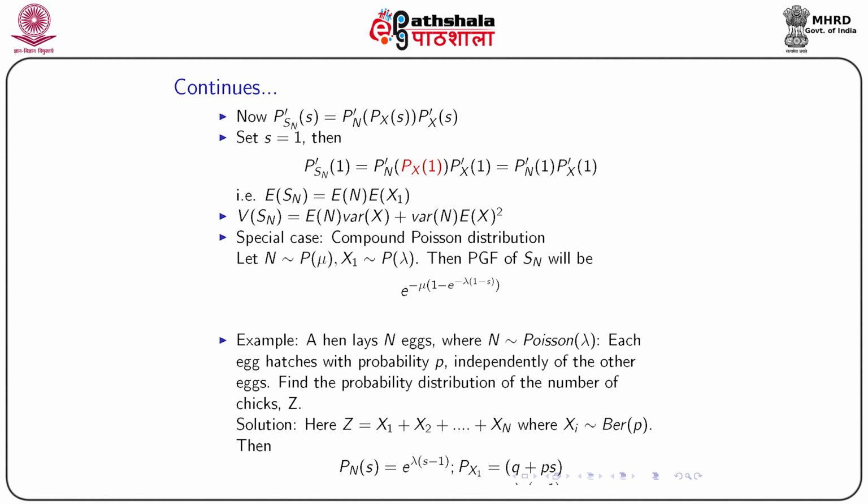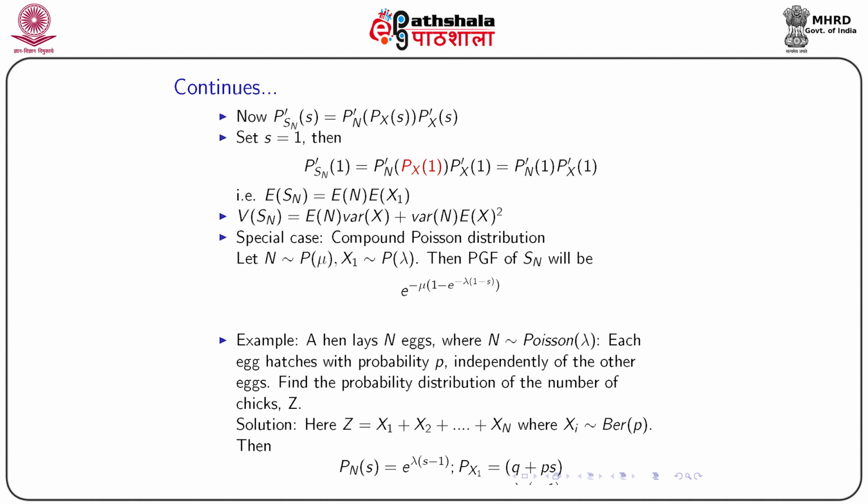We can consider one example. This is a funny example: suppose a hen lays N eggs, where capital N follows a Poisson distribution with parameter lambda, and each egg hatches with probability p independently of the other eggs. Now we are to find the probability distribution of the number of chicks, capital Z.